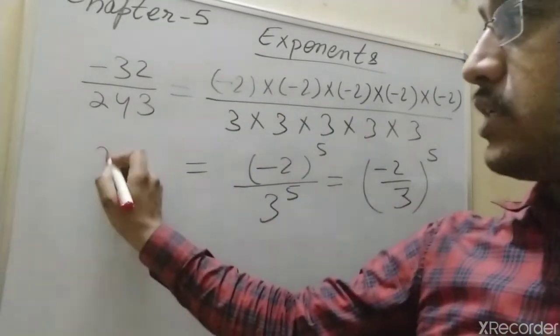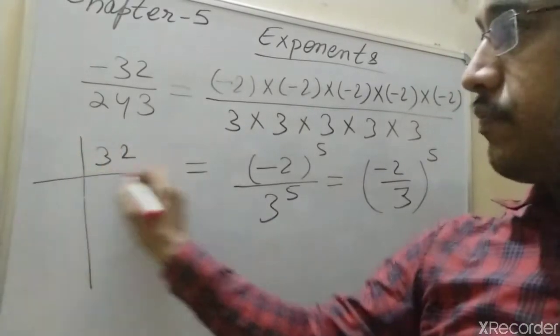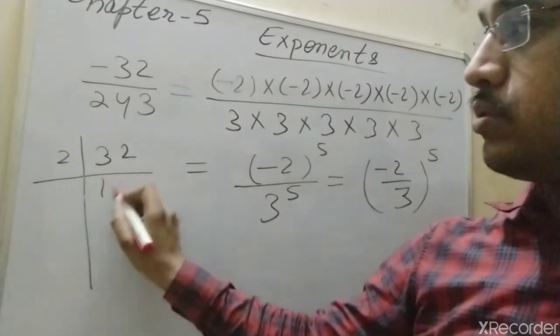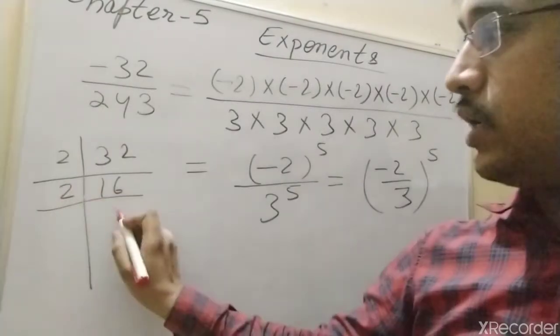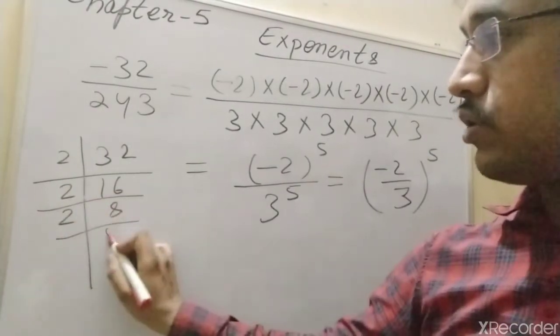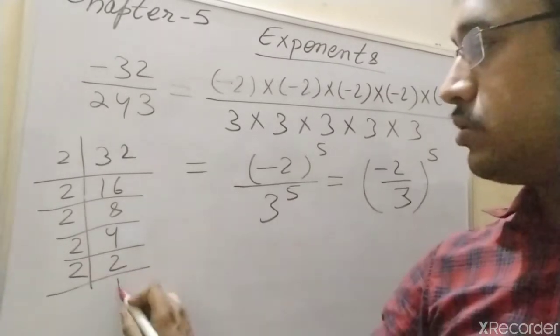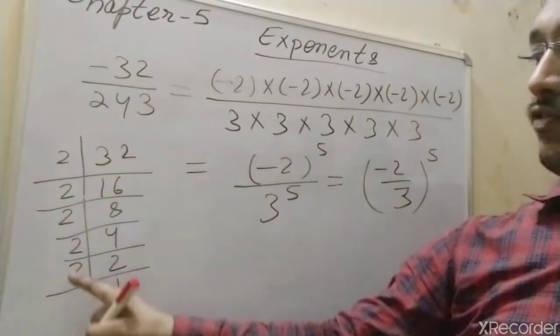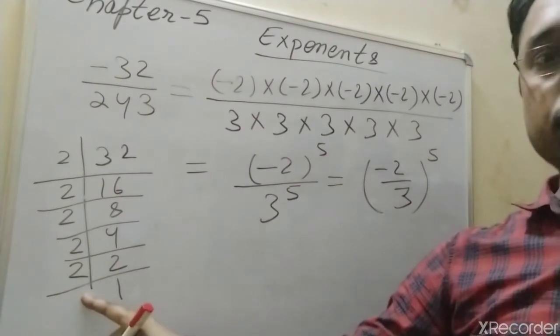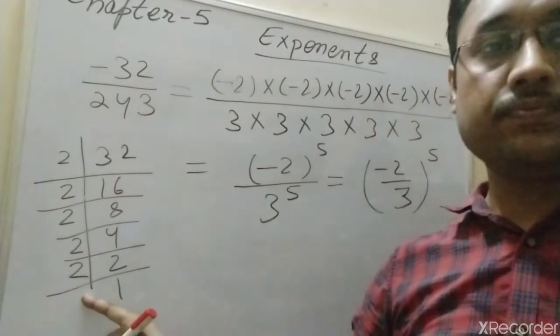First you will prime factorize this 32. After that 243. You will cut that 2 into 16 times, 2 into 8 times, then 2 into 4 times, 2 into 2, and then at the last 2 into 1. Total 5 times 2 is coming over here. Okay, so this way you can do.